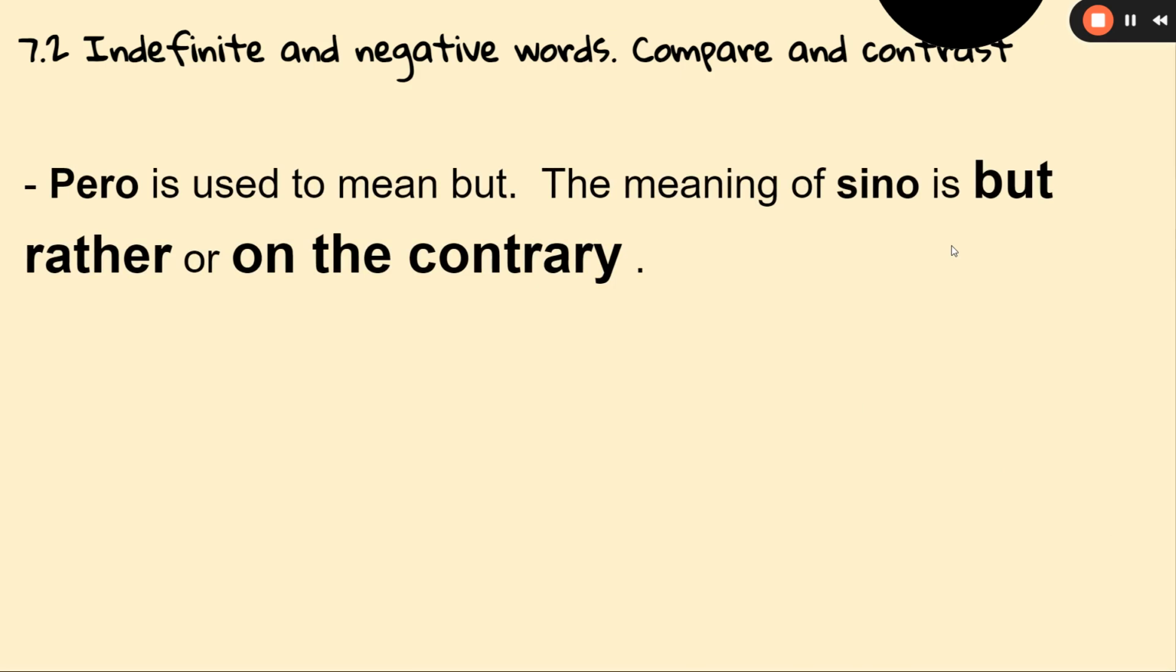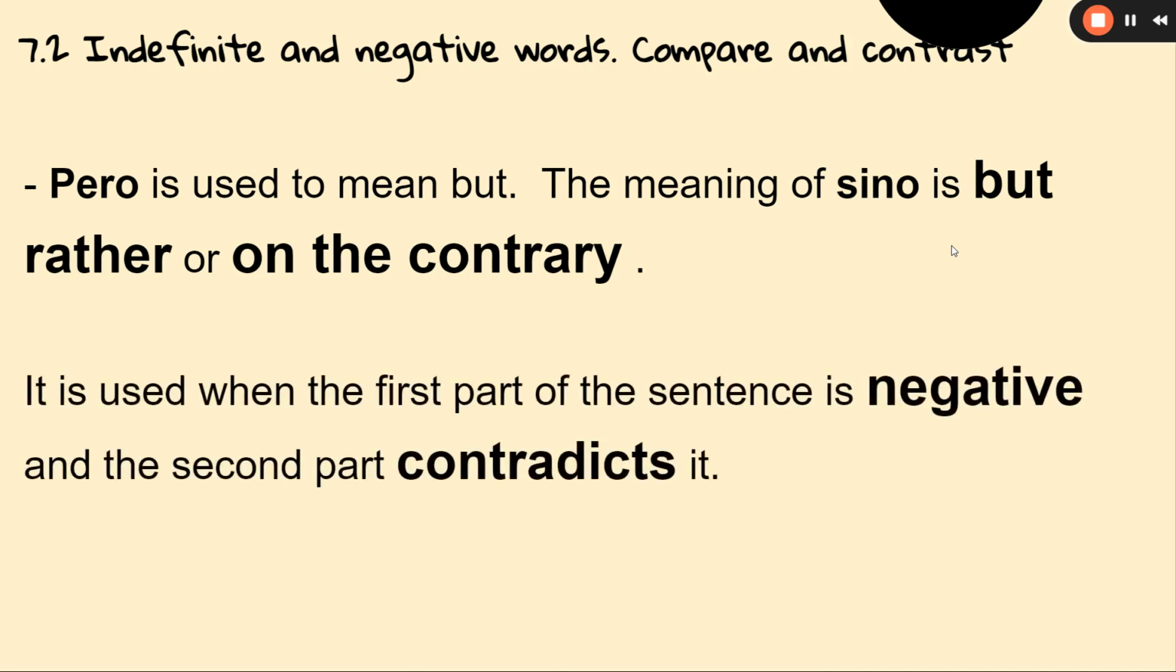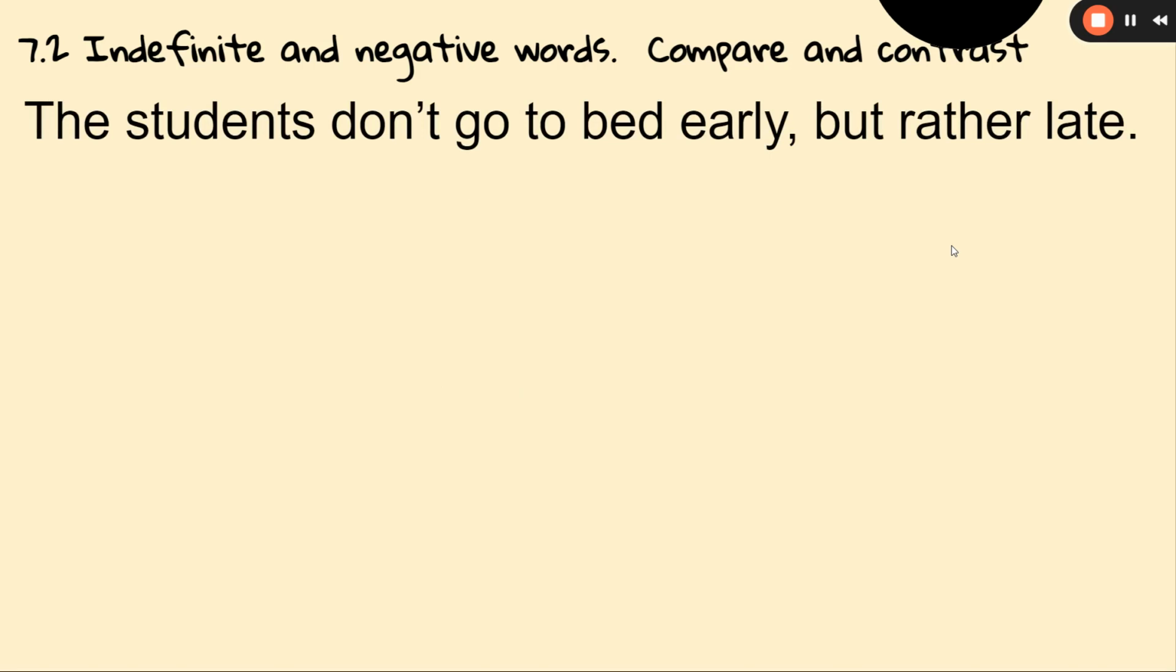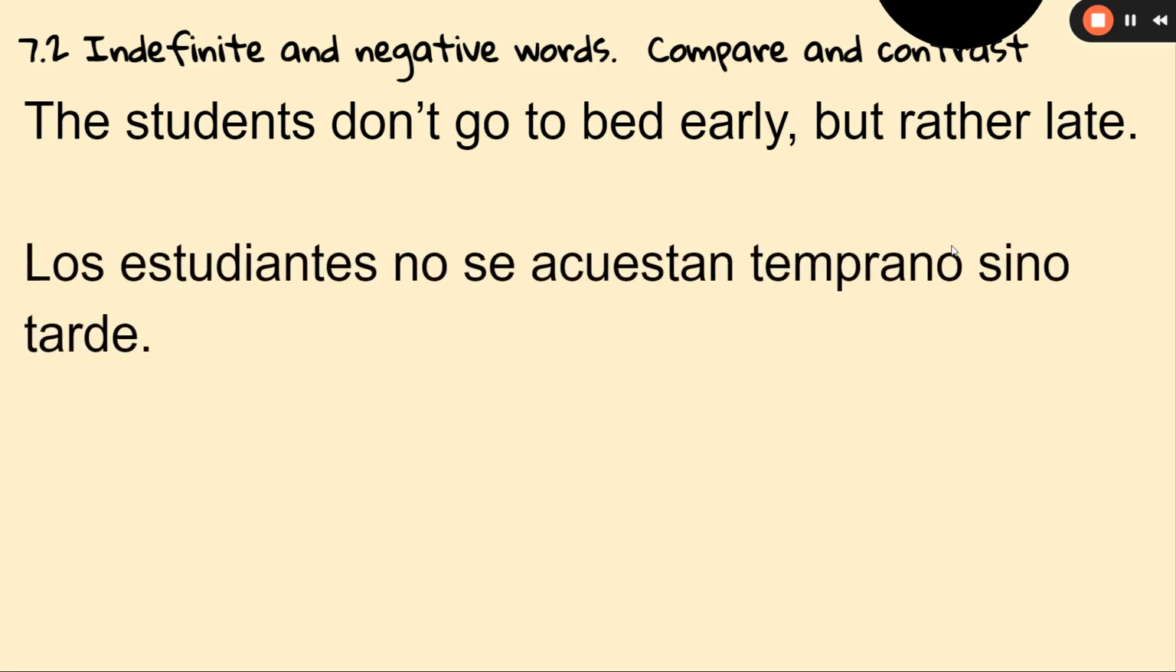Pero means but. The meaning of sino is but rather or on the contrary. Okay? So, it is when the first part of the sentence is negative and the second part contradicts it. So let's do an example of that. The students don't go to bed early, but rather late. Okay? Los estudiantes no se acuestan temprano, sino tarde.